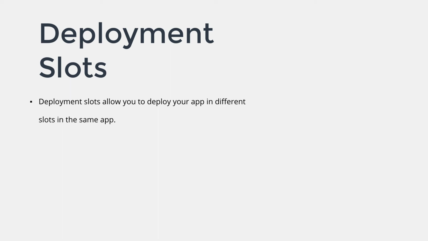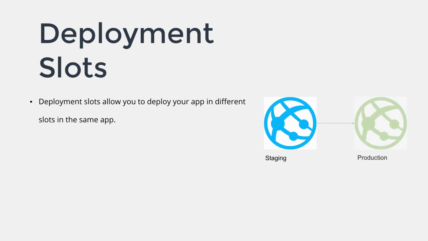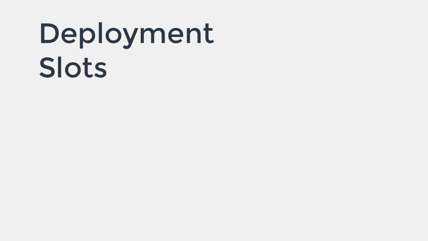With deployment slots, you can deploy your app first in a staging environment, and you can validate app changes in the staging environment before swapping it with your production slot. If you need to use the deployment slots feature, you need to run the app in the standard or the premium app service plan tier. Let's look at some of the benefits of using deployment slots.